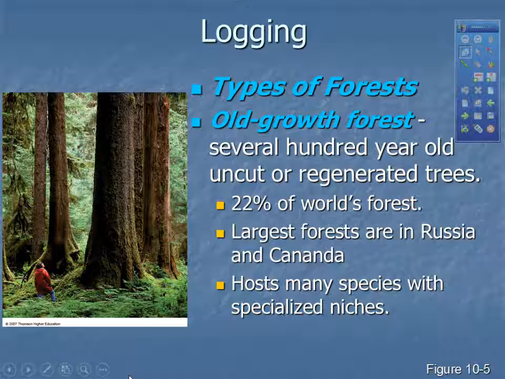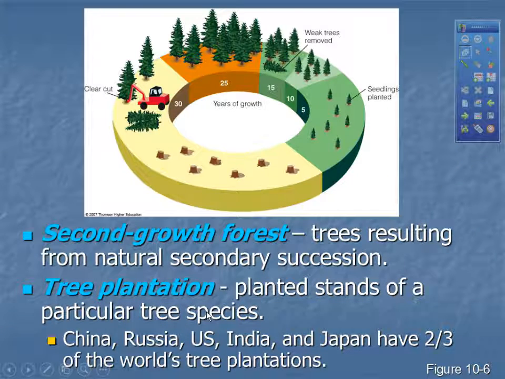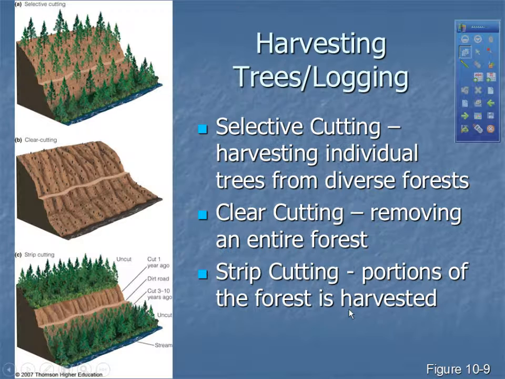Okay, so logging. We know about the types of forests already, the old growth forests. The second growth forest is secondary succession. Tree plantations are planted stands, so they're man-made. China, Russia, the US, India, and Japan are the leading countries in tree plantations right now. So logging trees, you can have selective cutting where you're pulling here and there, you can have clear cutting where you take everything, or you can have strip cutting where you just take a portion of the forest but leave forest on either side. Selective cutting is the best at this point in time because you can see it still leaves a good growth of trees.